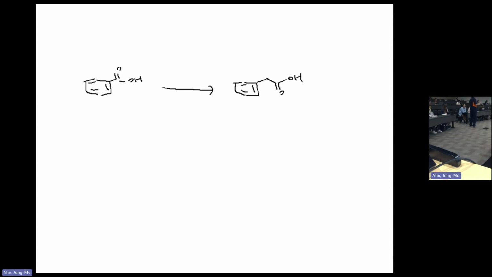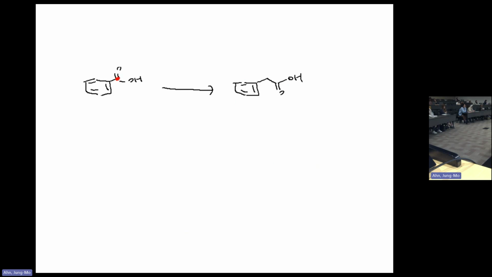One is basically, you see the carboxylic acid becomes another carboxylic acid, but the difference is we add a carbon, CH2, in between the benzene and the carboxylic acid. So one carbon is added between those two carbons. How are we going to accomplish that? Well, this carbon of the benzoic acid is that carbon.